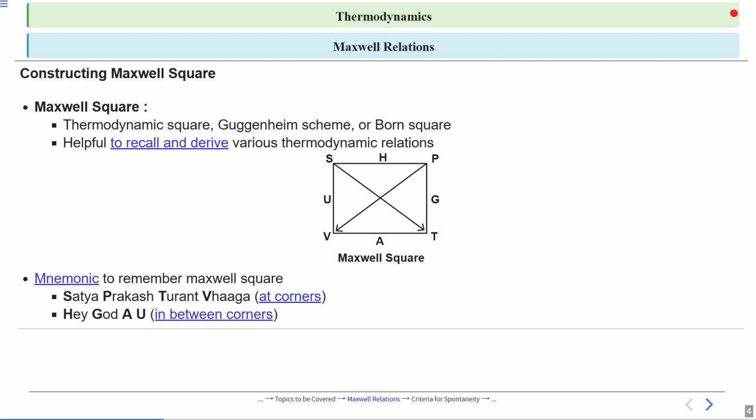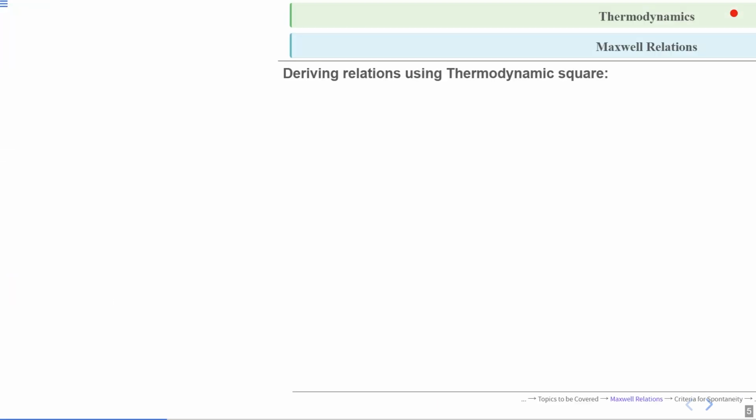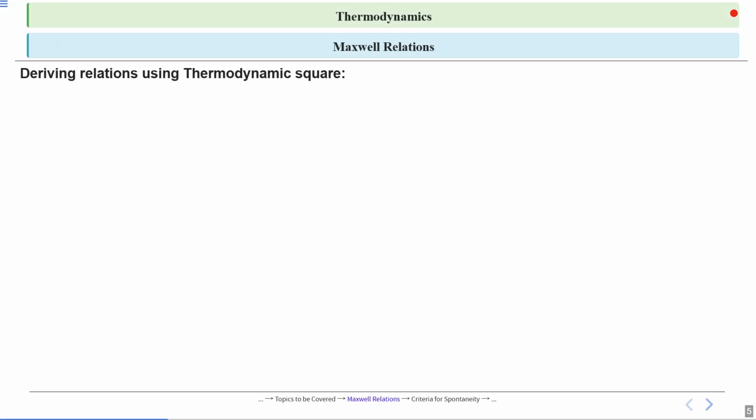So let us move on to the trick part. How do we derive the different relations from the square? Let us move on to that. The first and the most basic relations are related to S, P, T, V, H, G, A, U. You will derive the enthalpy, the Gibbs free energy, the A, and your internal energy in certain functions. There are 4 functions for each of them in terms of the functions which are given in the corners. Now how do we derive it?